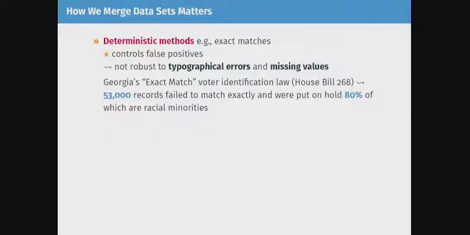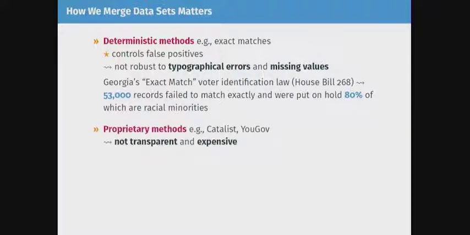And what happened here is that this was portrayed as a story of disenfranchisement, because this targeted the people that are more susceptible to have this type of errors in the names and the addresses: racial minorities, Hispanics, and African Americans.